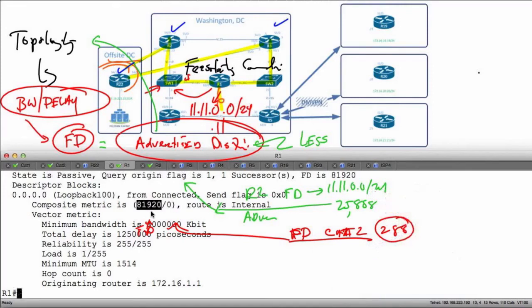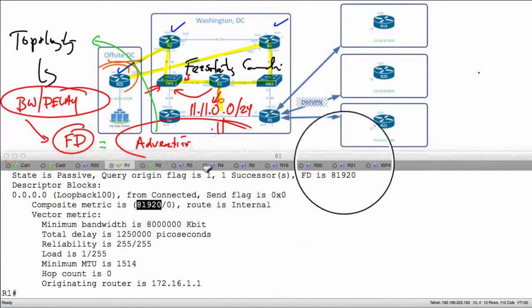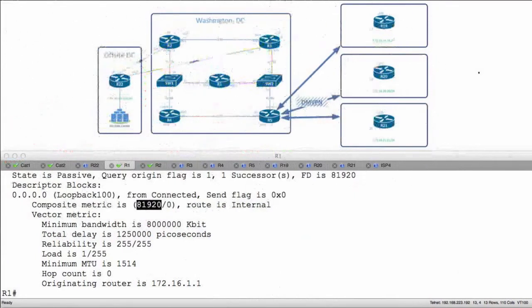Now, what I want to do is entertain this idea of the feasible condition. So I'm going to take all of this off, and we're going to track the prefix 11.11.0.0/24 from R1. First of all, we're going to track it as it travels this way, and we're going to do all of the math for the computation. On this side, I'll use via R2, and on this side I'll use via R3.